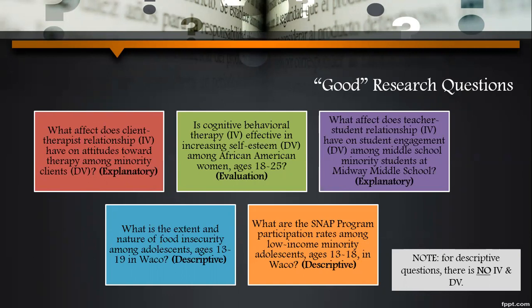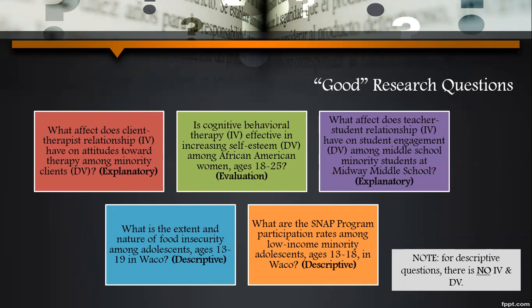And so essentially what we're saying here is that we want to understand the effect that this independent variable of client-therapist relationship is having on this dependent variable, which is attitudes toward therapy. Okay, so there's a specific order in which we are stating these variables for a reason. Okay, now the next question in the green box.